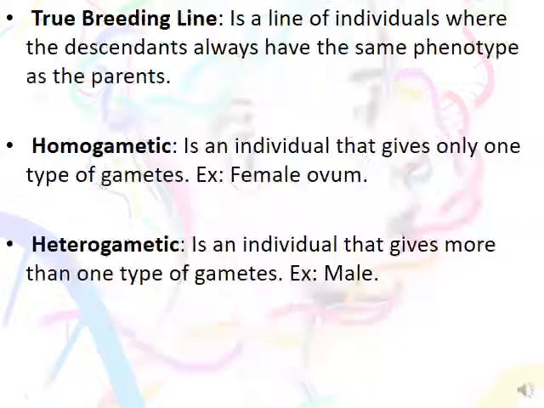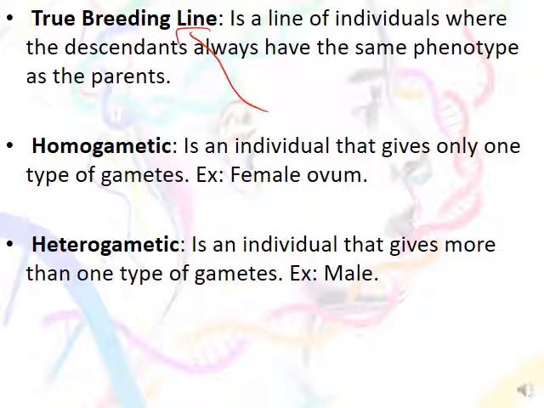Then let's continue to talk about the true breeding line. What is the meaning of true breeding? True breeding is a line of individuals where the descendants always have the same phenotype as the parent. For example, a black mouse is crossed with another black mouse. All the descendants have the same phenotype as the parents. So this is called a true breeding line.